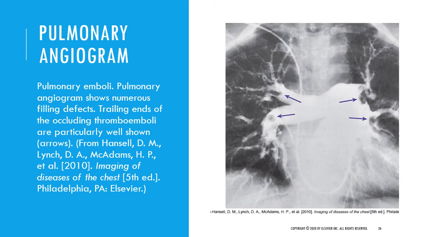This is what a pulmonary angiogram looks like. Please see the pulmonary emboli here. Pulmonary angiogram shows numerous filling defects. Trailing ends of the occluding thromboemboli are particularly well shown by the arrows.